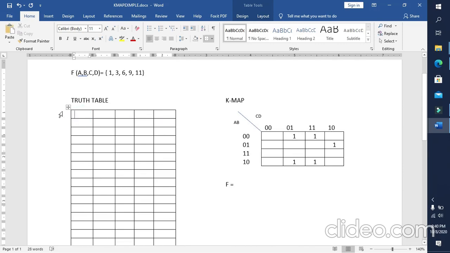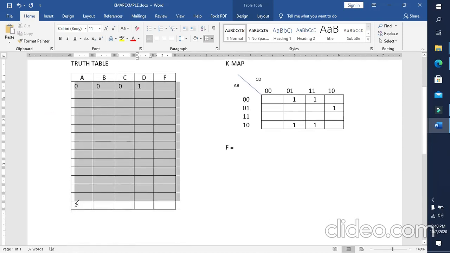So I'm going to write here A, then I have here B, C, and D, and I have here my function. For the combinations of these, we will just start with 0. So, I have here 0, 0, 0, and then 1. Okay, let me center it. Write the letters and the numbers at center. Then I will copy this one para mas madali.